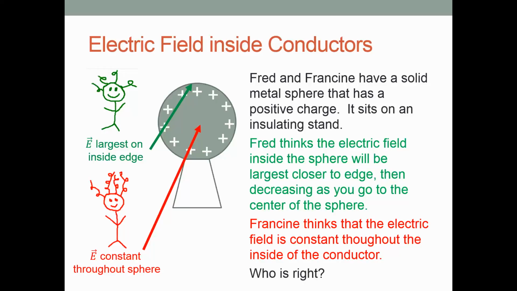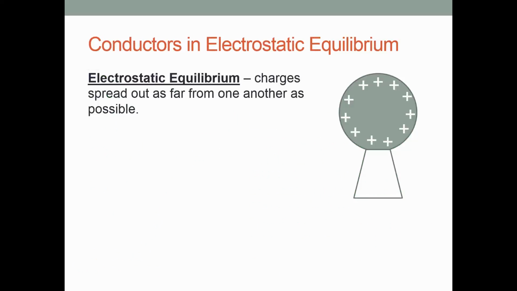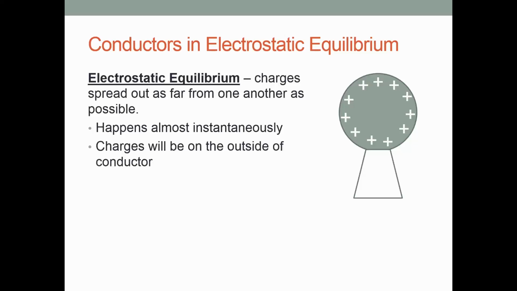So who is right? Let's look at what happens to an electric field if you're inside a conductor. First, as soon as you put a charge on a conductive sphere, the charges will go into electrostatic equilibrium. So they will spread out as far as possible from each other because the positive charges will repel each other. Well, it's actually the negative charges that move, but overall the net charge becomes spread out. This happens almost instantaneously. As soon as you put a charge on an insulated sphere, the charges quickly spread out. And they're going to spread out so that they're the farthest away from each other as possible on the outside of the conductor.